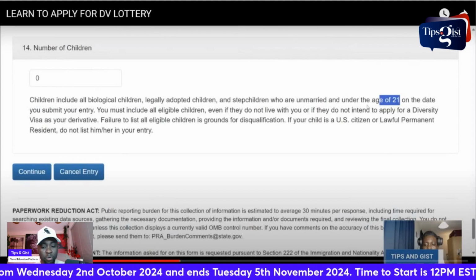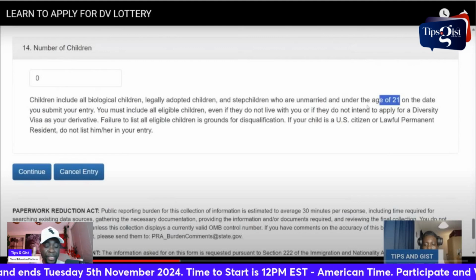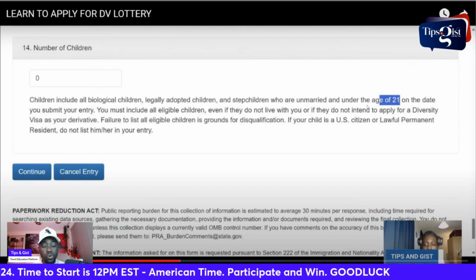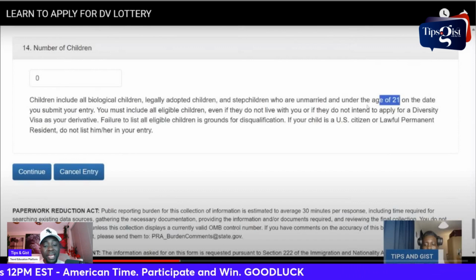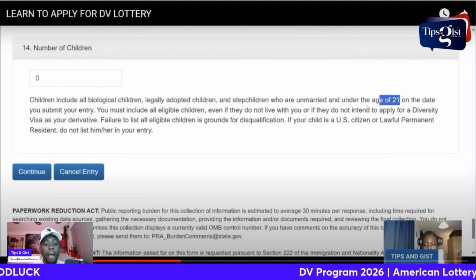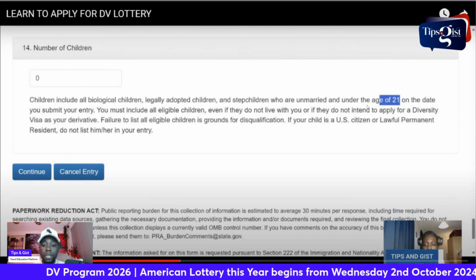So if you have 3 children and 2 are not with you, so you didn't get their pictures, and you were able to take just one picture of one child, just enter 1 and use that child to do your entry. When you go to America, later you can file for them through the family route and not the DV lottery route. If your child is 21 years or above, they do not qualify.